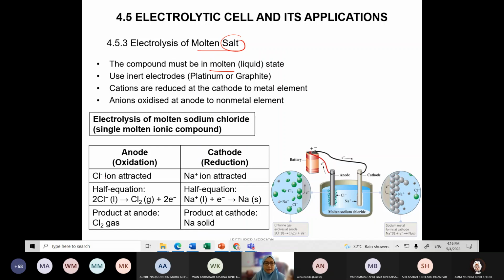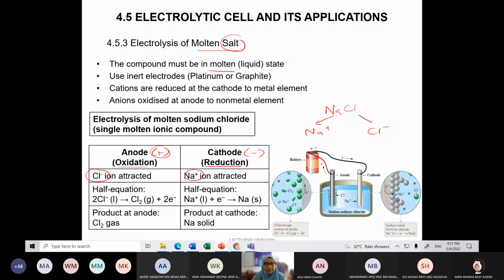Okay, alright. So macam biasa kita kena identify anode is the positive electrode. Cathode is the negative electrode. So positive will attract the negative ions. Negative will attract the positive ions. So since we are electrolyzing the sodium chloride, sodium chloride will produce Na plus and Cl minus. Okay, so Cl minus will be attracted to the anode because they are opposite charge kan. Na plus will be attracted to the cathode. Okay, and Na plus undergoes reduction. Cl minus undergoes oxidation.